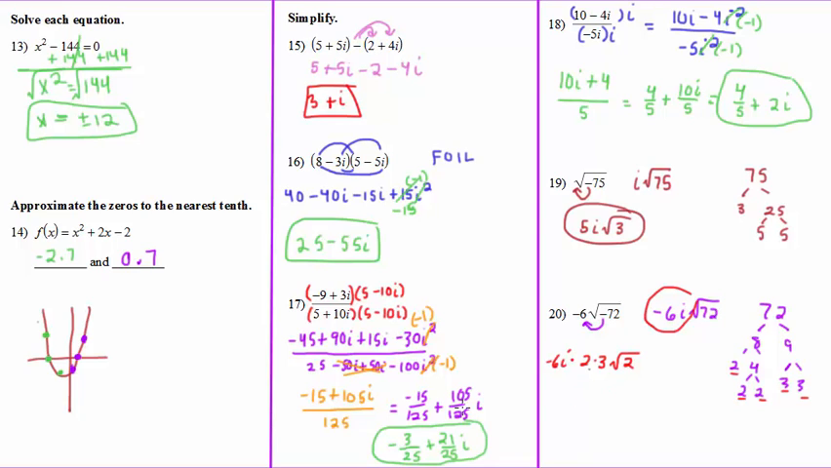Now I also have to remember to put this in front. Okay, negative 6i is in front. So I multiply what's on the outside of my square root. 6 times 2 times 3 gives me 36. It's negative, and there's an i, square root of 2, like so.